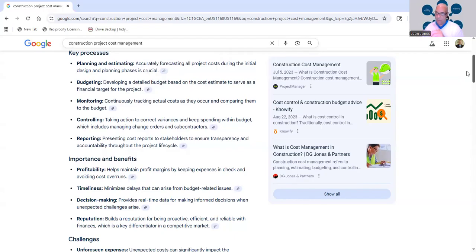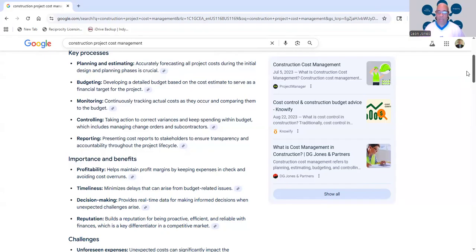I'm talking about the benefits of project cost management, but project management is involved because you as a manager need to look at your costs. So going back, we deal with the importance and benefits, we deal with profitability. And profitability helps maintain profit margins by keeping expenses in check and avoiding cost overruns. Because when you have an overrun on a material or you have an overrun on your labor, then here comes a change order.